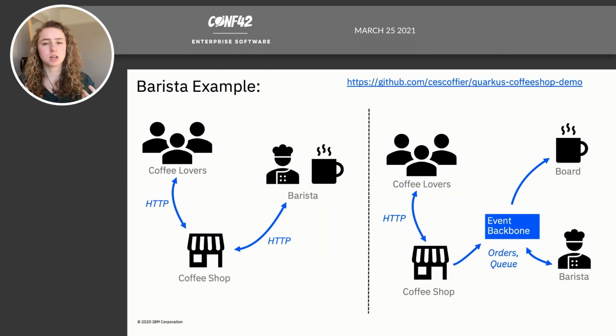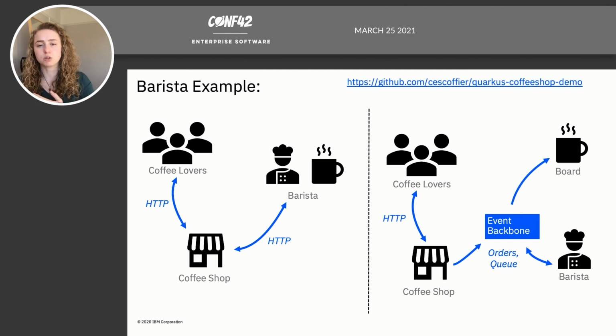So let's see what it looks like when we put it into our barista example. As you can see here, we're still using HTTP to communicate between the coffee lovers and the coffee shop, but now we've got an event backbone between the coffee shop and the barista, and a new component called the board. So in this case, when our coffee order is made by our coffee lovers, it goes to the coffee shop and gets added onto an event backbone, onto that queue or that topic. And that means that the barista can read from that topic as and when he's finished, or can read the next record or the next coffee that needs to be made.